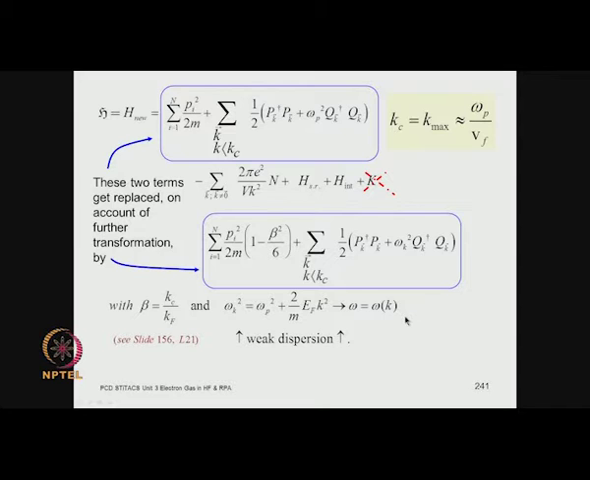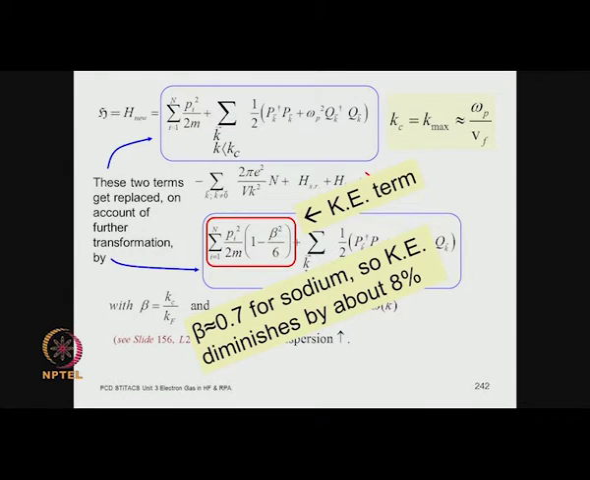This is the second canonical transformation carried out by Bohm and Pines. It includes slight dispersion, so that the frequency of oscillations of the electron plasma now becomes k dependent. So, it becomes dispersive, and the kinetic energy term is no longer just p square over 2m, but it is scaled by a factor of 1 minus beta square by 6, and then detailed calculations can be done.